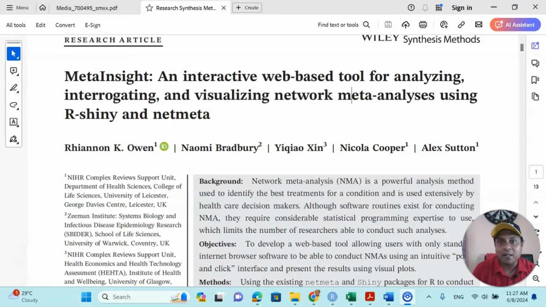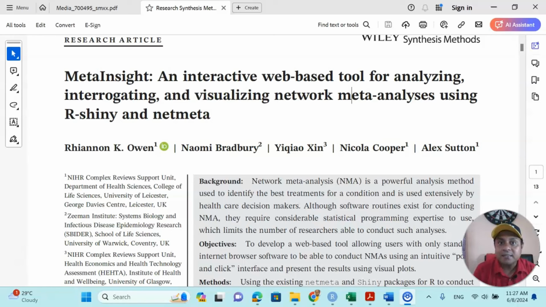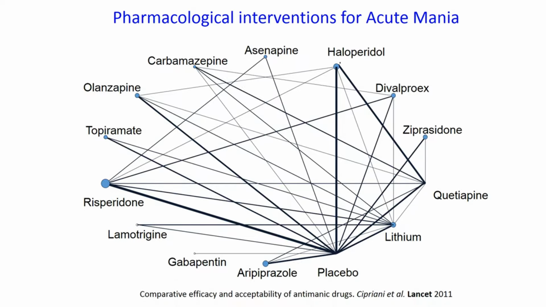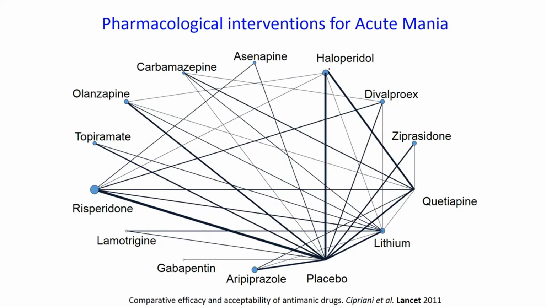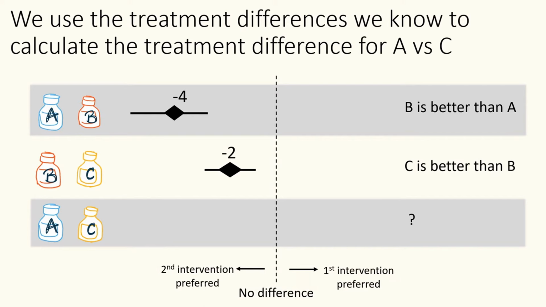It's a very advanced statistical tool and a very powerful analysis that identifies the best treatments for a condition, and it is extensively used by healthcare decision makers. And nowadays it is commonly used by pharmaceutical companies before they launch a drug.